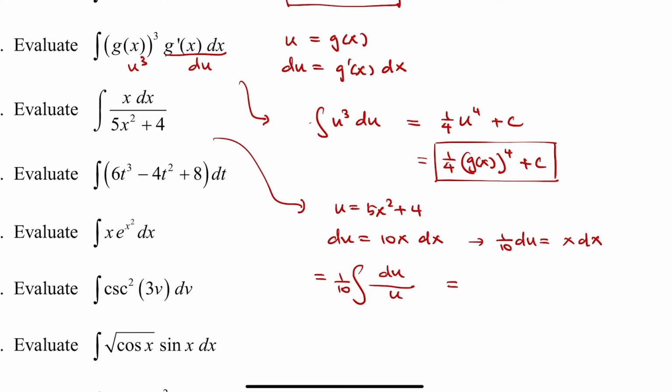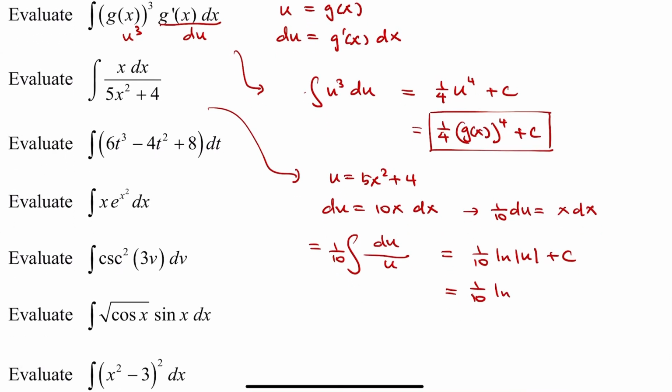So that's one of the formulas. You are not supposed to use the power rule for this one. This is just ln. So 1/10 ln u plus c, 1/10 ln of 5x squared plus 4, which is guaranteed greater than 0. So you don't need the absolute value sign, you can just say 5x squared plus 4, plus c. That should be the final answer.